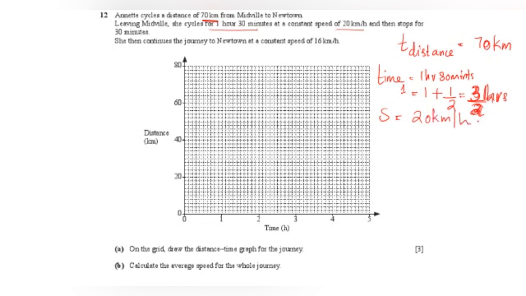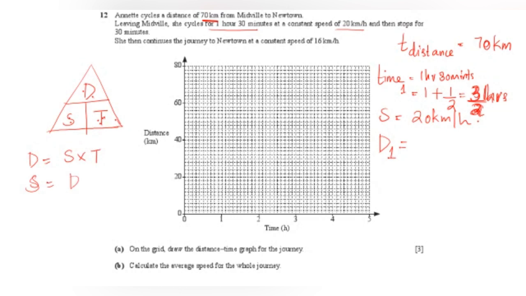So let us calculate the distance she has covered during the first part of the journey. Let me denote this as D1. Now, what is the formula for calculating the distance when speed and time are given? To memorize this very easily, I suggest you study the distance, speed, time triangle. Here, if distance is asked, it is the other two quantities, so speed into time. If it is speed which is asked, then it is d over t. So speed is equal to d over t.